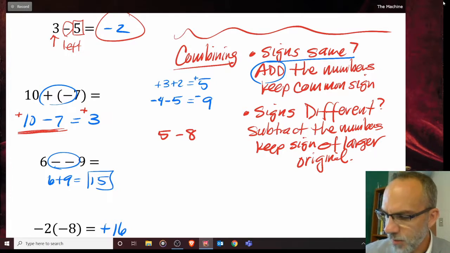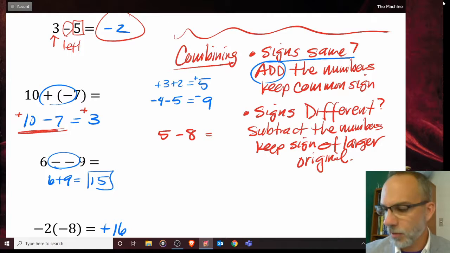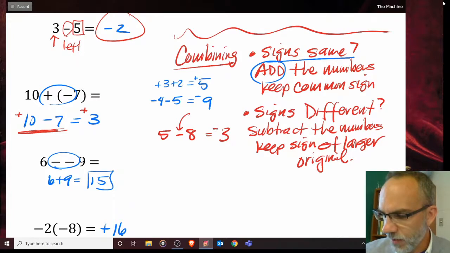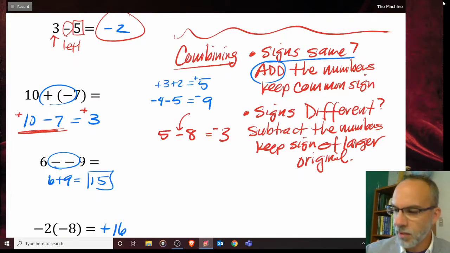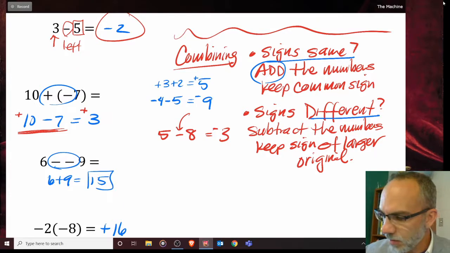Are the signs the same? No. Find the difference between 8 and 5. What's that difference? Just the bigger one minus the smaller number. Don't worry about the sign. 3. But what's the sign of the larger original number? 8 is larger than 5, so I've got leftover negatives, negative 3. Okay, so if the signs are different, you're going to find the difference and keep the sign of the larger original.